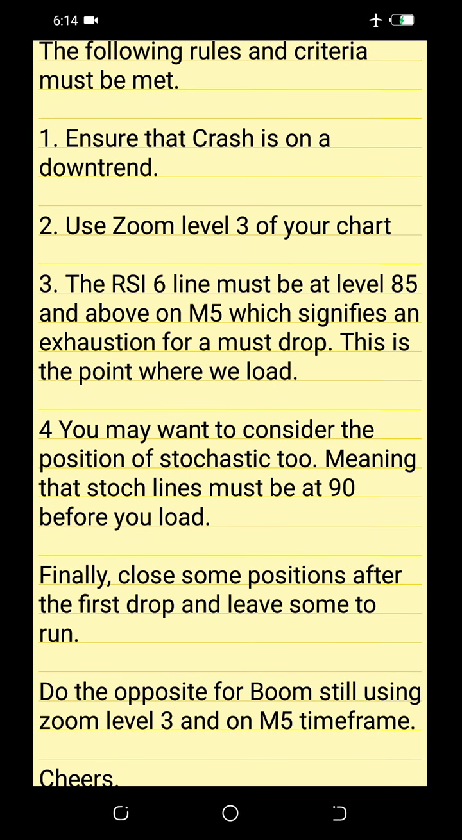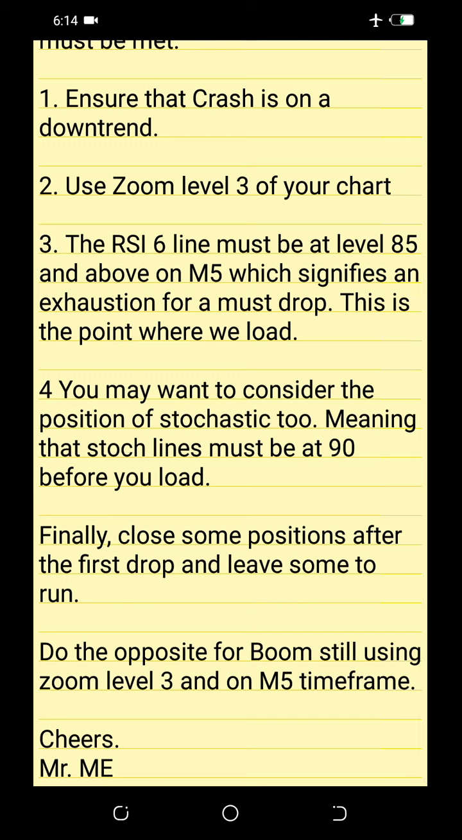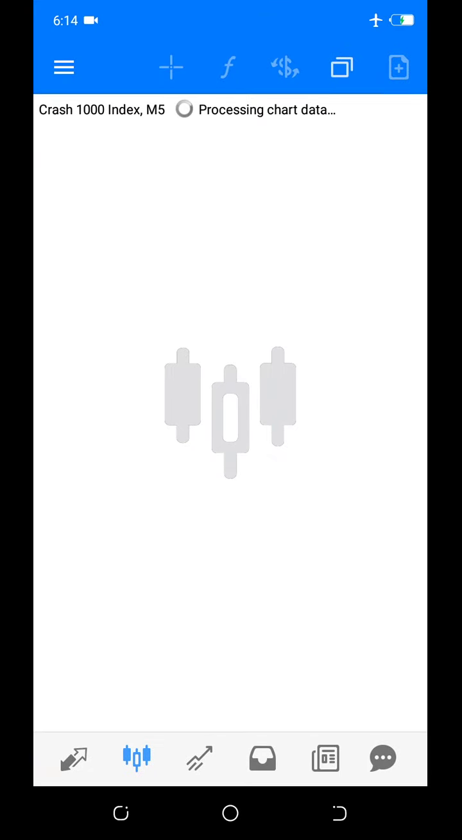Now, two, use zoom level 3 of your chart. I'm going to explain this practically, so don't worry. Let's just go through it. And then let's go to the chart now. Let's go to the chart. Don't mind me, I'm just using this to show something.